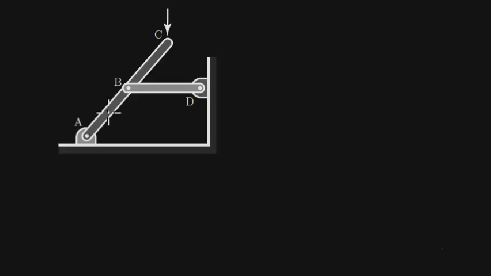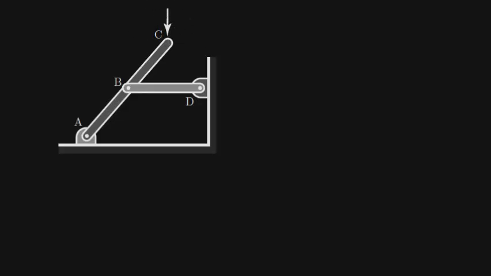Alright, so we have this frame that consists of rods A, B, C, and is connected through rod BD through a pin joint at point B. The ends of the frame are connected to a rigid wall and floor through pin joints A and D, and I have a load acting at point C. We're going to assume the weight of this frame is negligible compared to the applied load here.